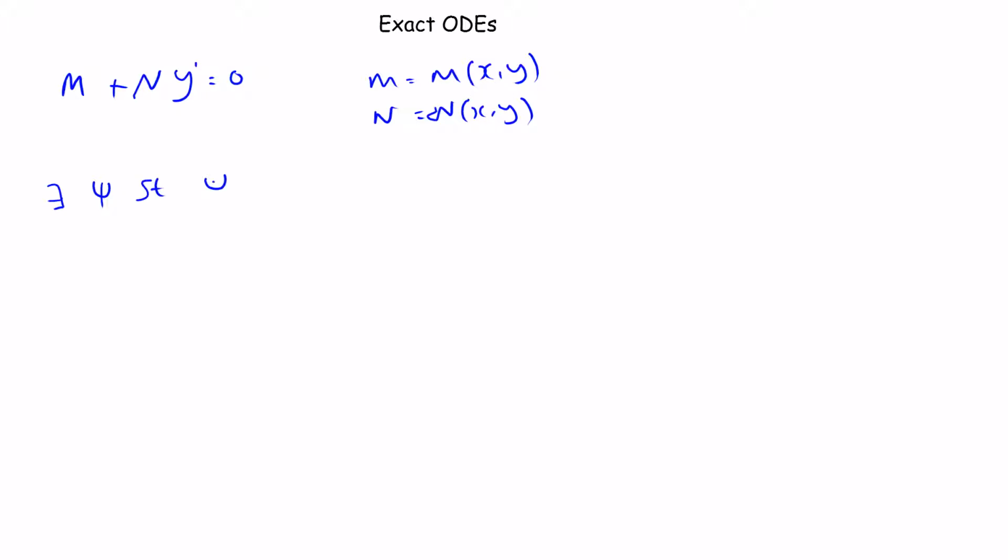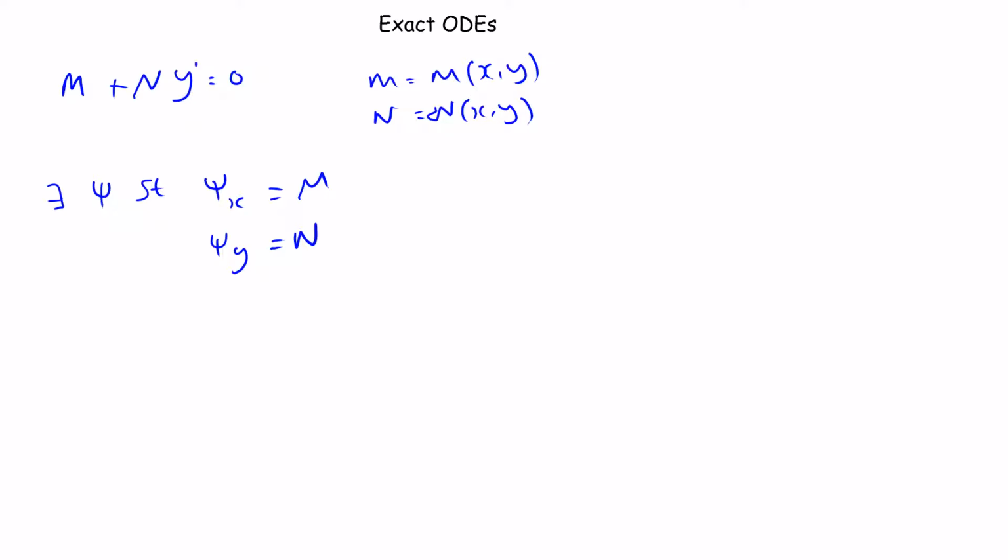Exact ordinary differential equations. Say we have a first order ordinary differential equation in the form M plus N y prime equals 0, where M is a function of x and y, and N is also a function of x and y. Then we are going to create another function which we're going to call psi. So there exists psi such that psi partially differentiated with respect to x is equal to M, and partially differentiated with respect to y is equal to N.